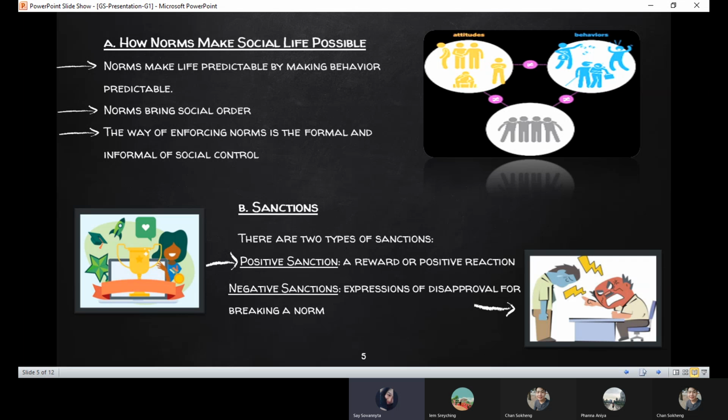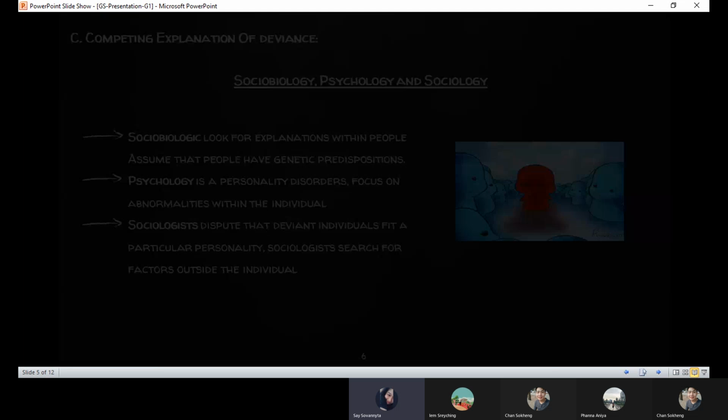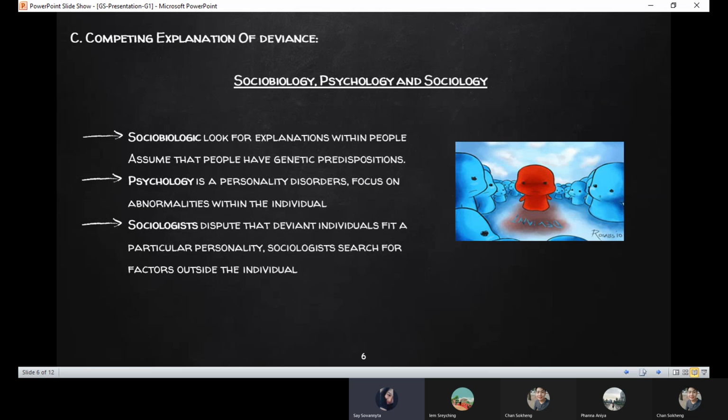Now let's move to the last point. It's about competing explanations of deviance: sociobiology, physiology, and sociology. There are three competing explanations of deviance. The first one is about sociobiology, which looks for explanation within people.